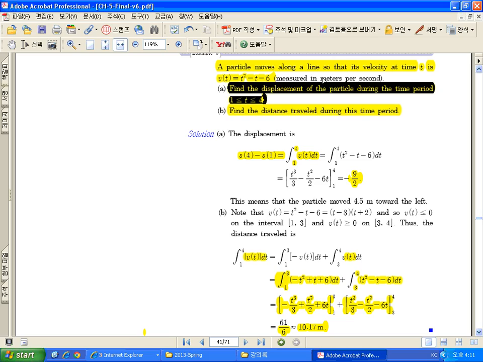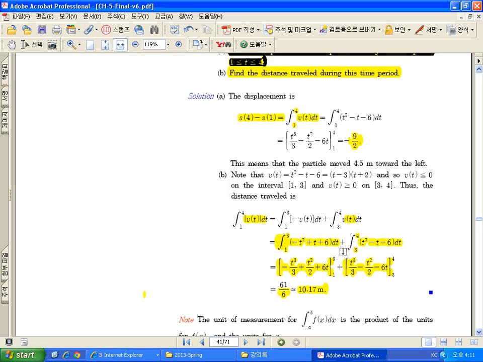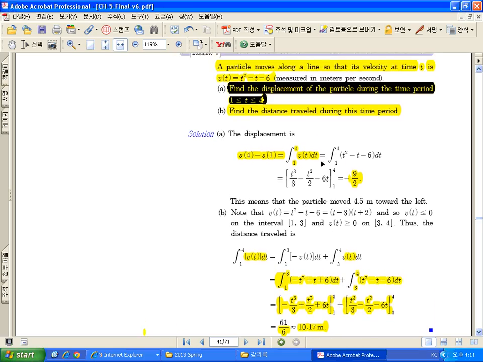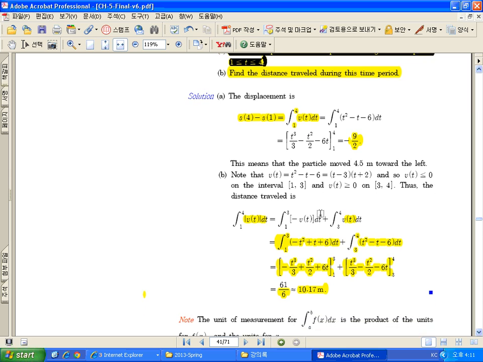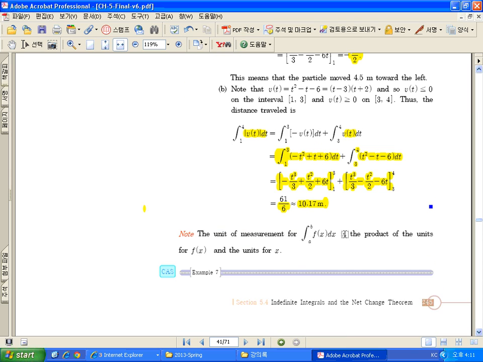We measured in meters per second. So you now see the differences between just the displacement and the distance traveled. The only difference is giving the absolute value when you are looking for the total distance moved.